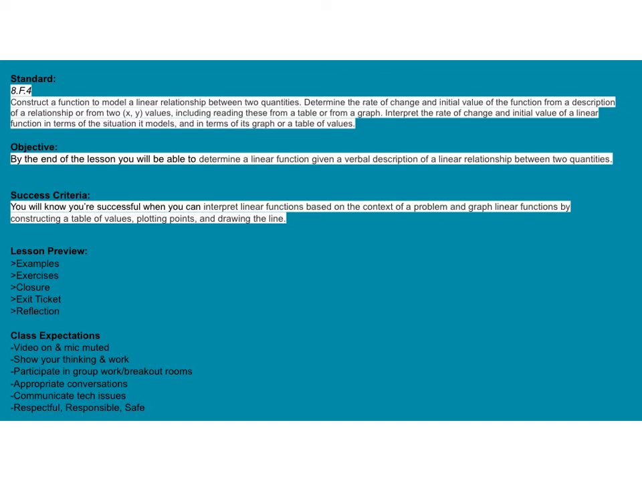Today we begin a new module, Module 6, which is just an extension of Module 5 on functions. Our standard today is 8F4. We're going to be able to construct a function model for a linear relationship, find the rate of change, and then graph this as well. So by the end of the lesson, you'll be able to determine a linear function given a verbal description between two quantities, and you'll know you're successful when you can interpret that function based on the context of the problem and graph it by making a table of values, plotting points, and drawing a line. Let's go ahead and get started.